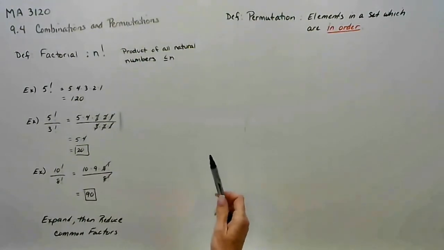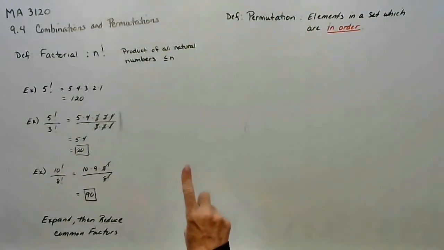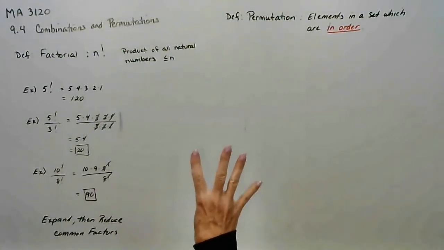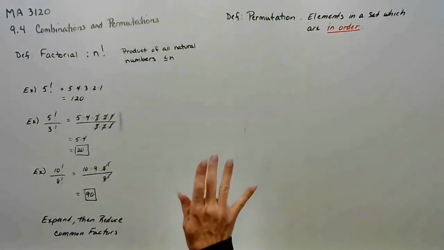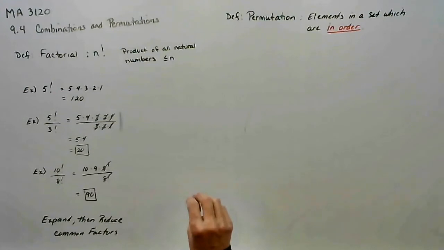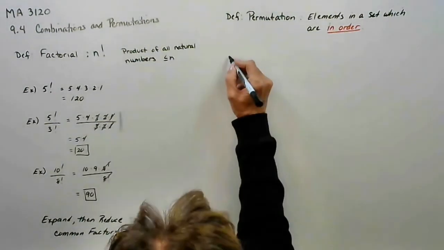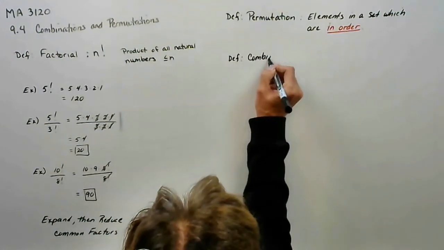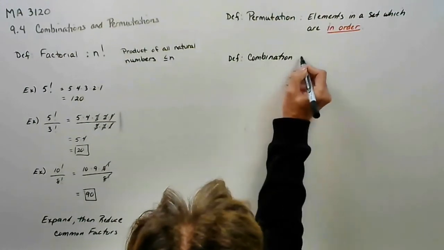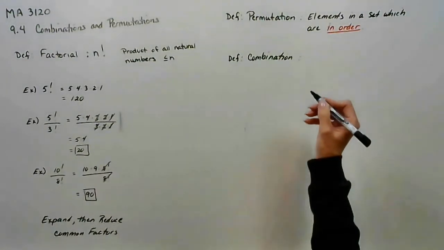If I say, let's form a committee, and we need to have a president, a vice president, a secretary, and a treasurer. So we're going to form a committee or a club, but because we have those specific roles, order matters. Versus a combination where order does not matter. So we would have elements in a set where order does not matter.